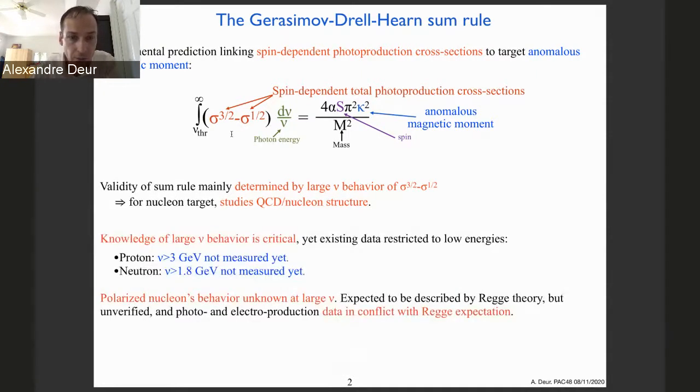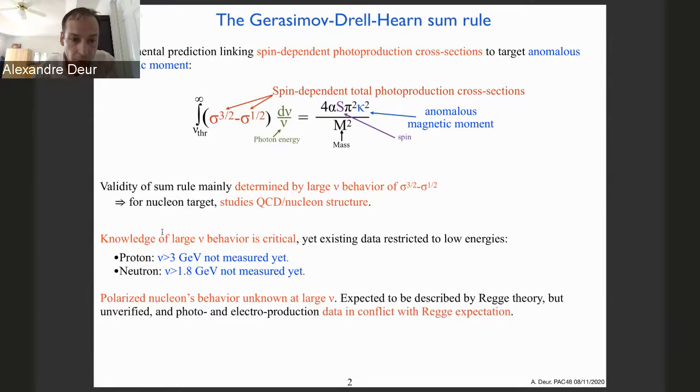You can see that the knowledge of the high energy behavior is critical for the sum rule, yet the data that currently exist are only at low energy. For the proton, there's no data above 3 GeV, and for the neutron, there's no data above 1.8 GeV.